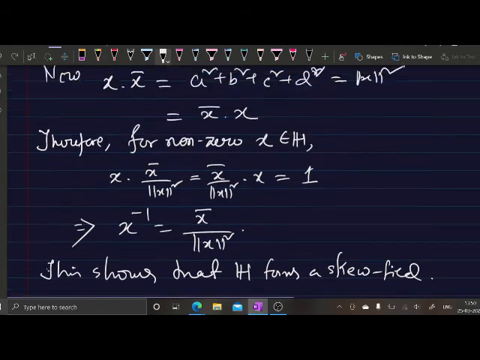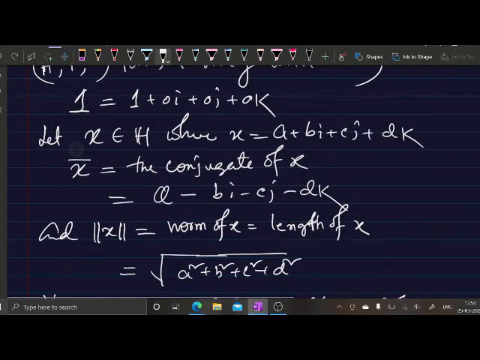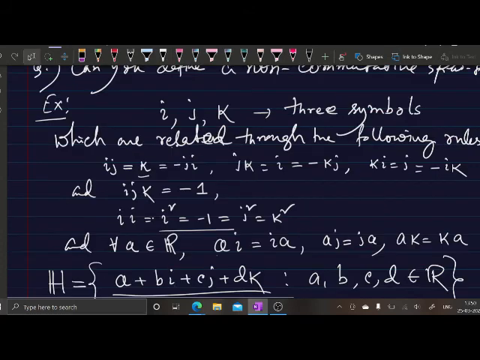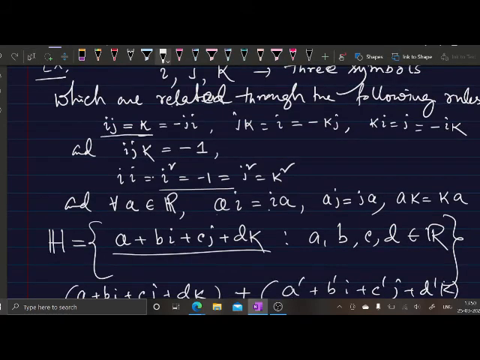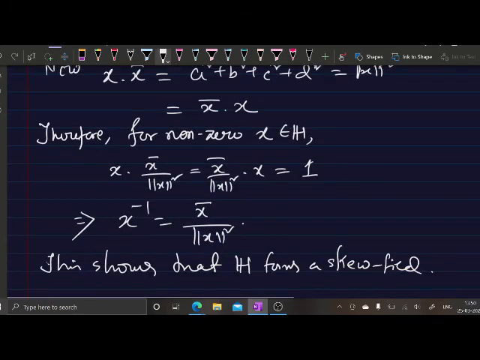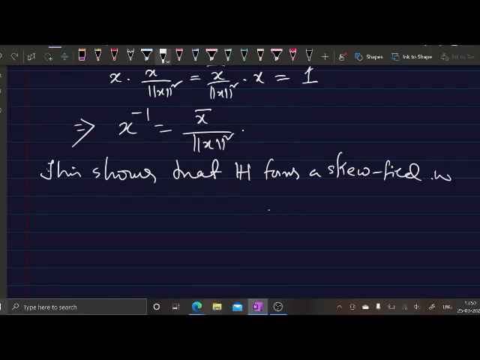But here you will lose the commutativity, because you can easily see that ij is not equal to ji, it is minus ji. So by the preliminary definitions, it follows that this H is not commutative.